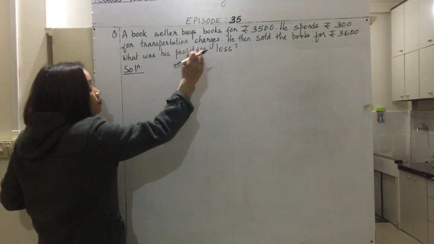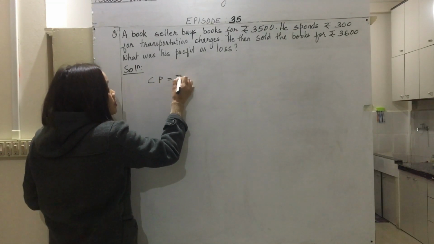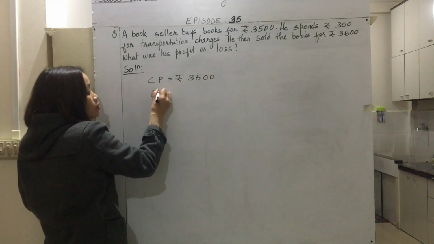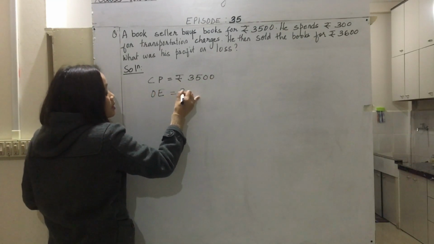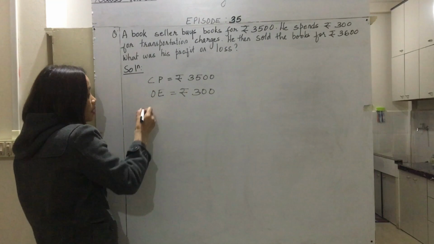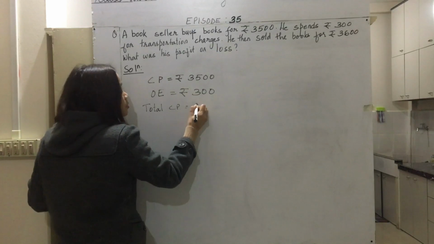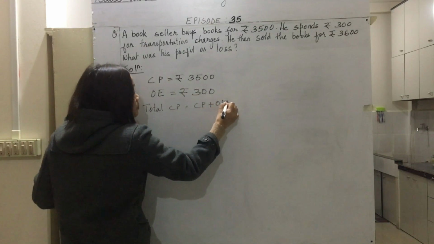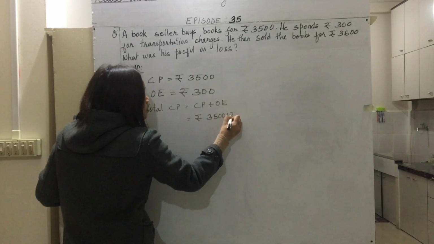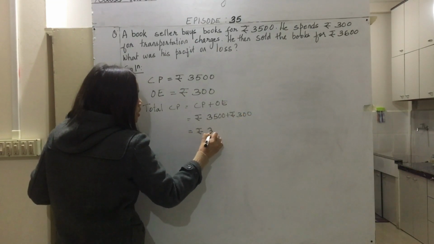As we said before, he bought it for rupees 3,500. So the CP is rupees 3,500. The transportation charges is called OE, overhead expense. So it is again the same figure, rupees 300. Then when there is an OE, we need to calculate total CP is equal to CP plus OE. That is 3,500 plus rupees 300, which is equal to rupees 3,800.